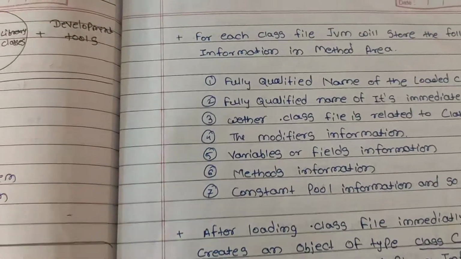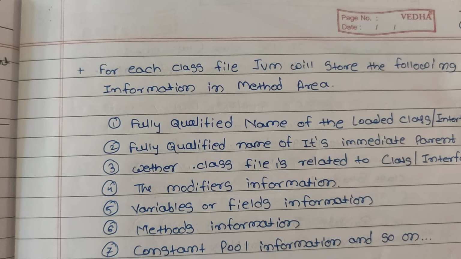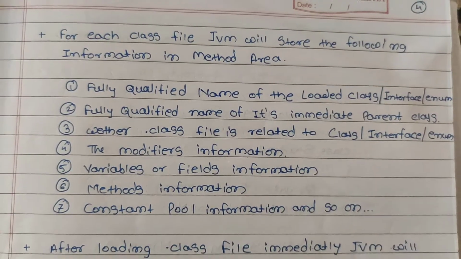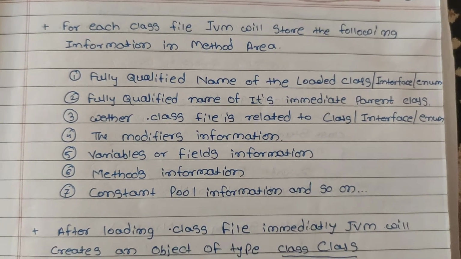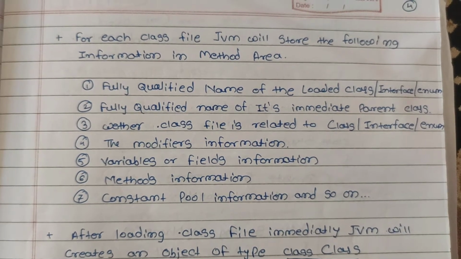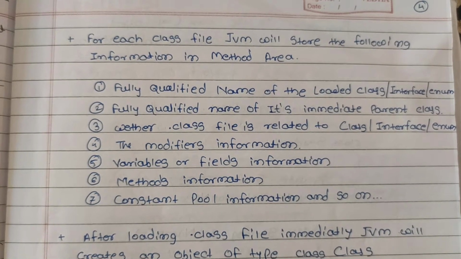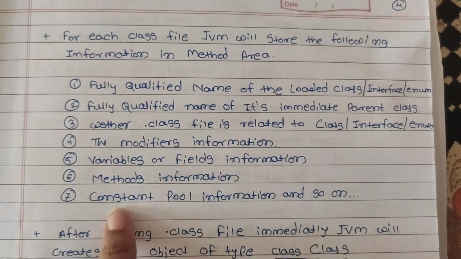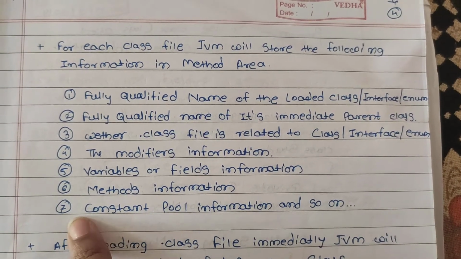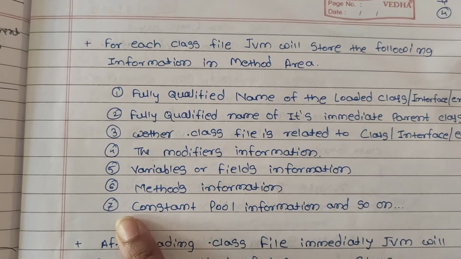I made these detailed notes for you guys, so I hope this will help you. The detailed information that will get stored in the method area is, as I mentioned, 7 points here, and this information will get stored in the method area of the JVM memory.